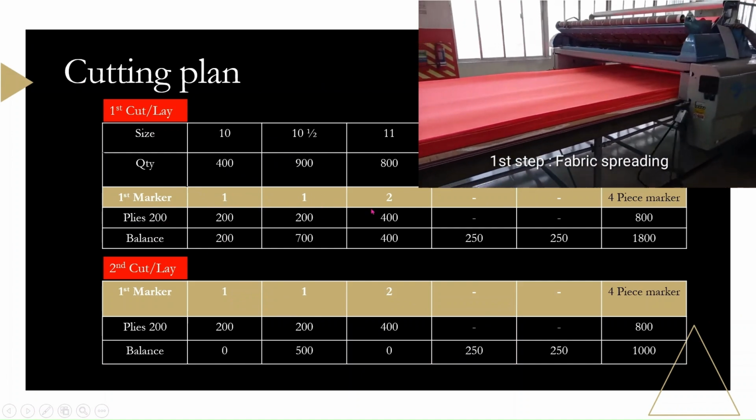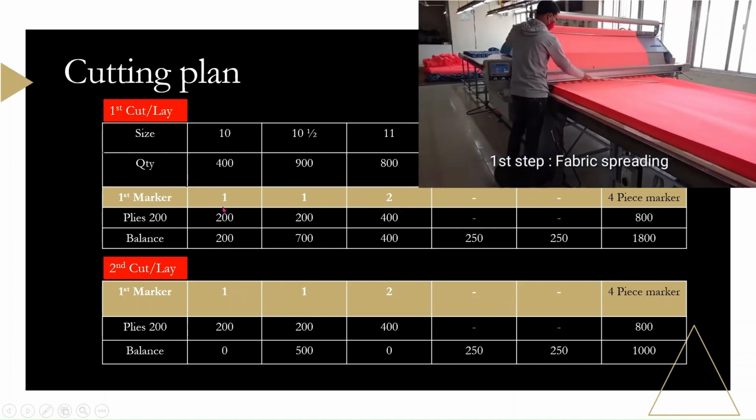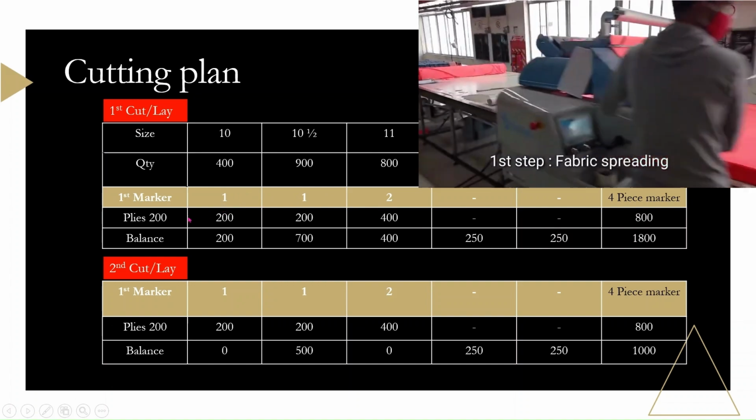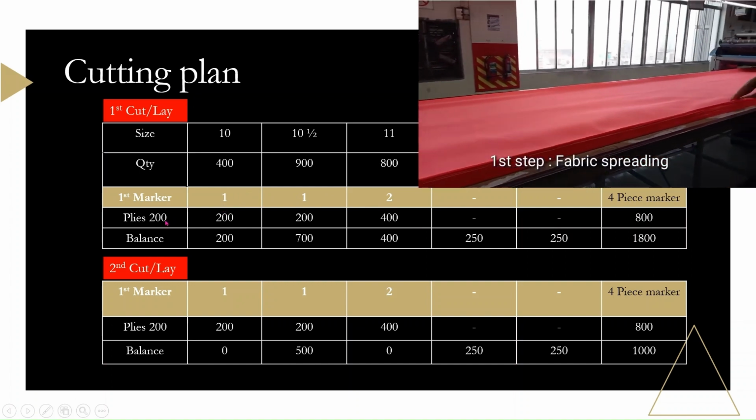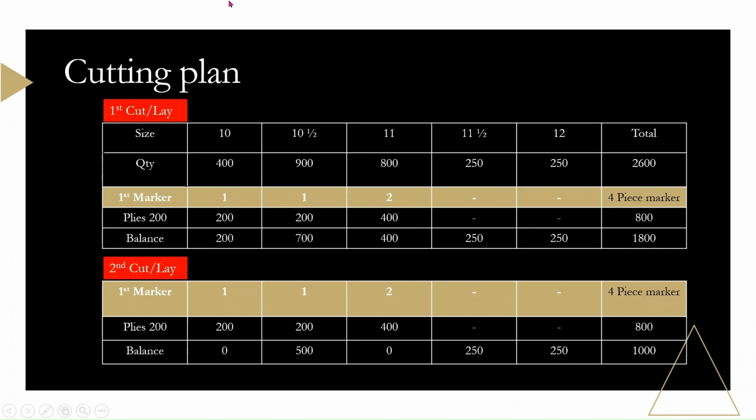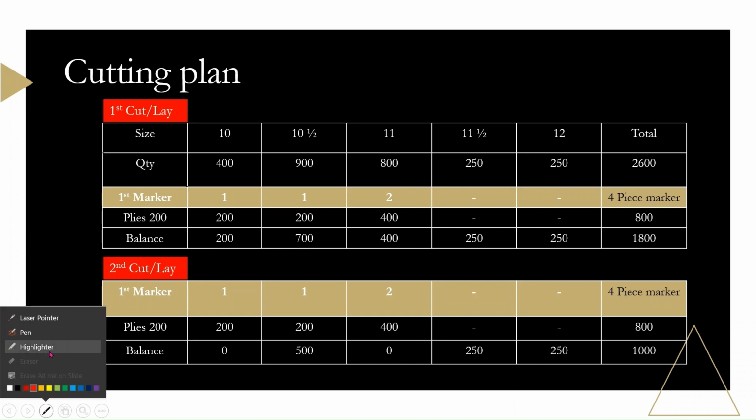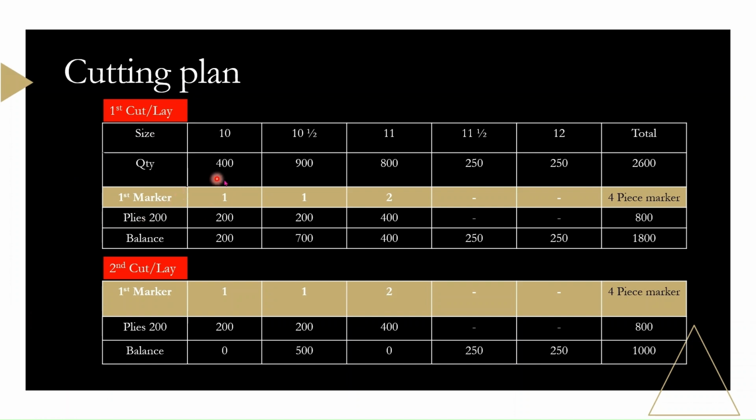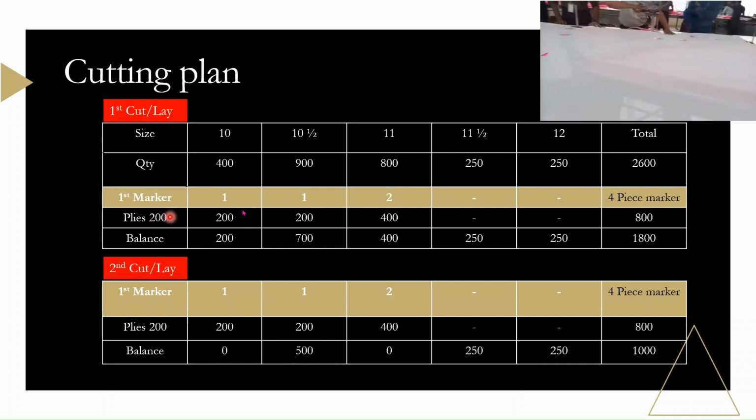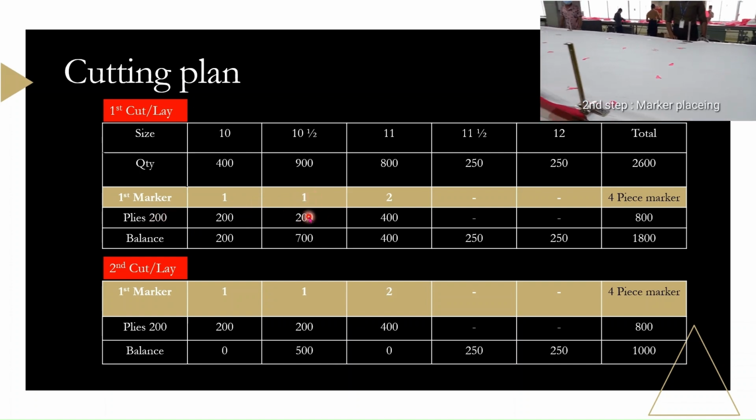On top of that, we have to lay this marker. It's a drawing we have to lay, and that's how we cut. So if you lay 200 plies, 200 into 1, it's 200. You can cut 200 from this size. And here also, the one we have drawn is size 10.5. So 200 into one piece, you can cut from one ply. So with 200 plies you can cut 200 pieces.